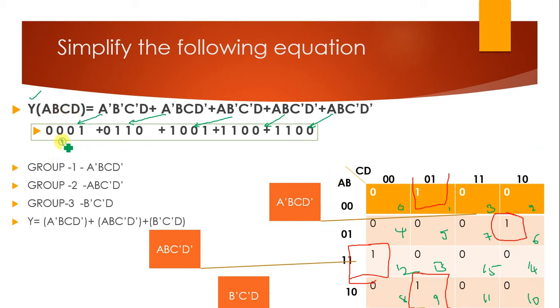At 1, we got 1 here. Similarly, at the next combination, which is 6, we got 1 here. 0 1 1 0, this is 6. 1 0 0 1, it is in the ninth one, this is 9.